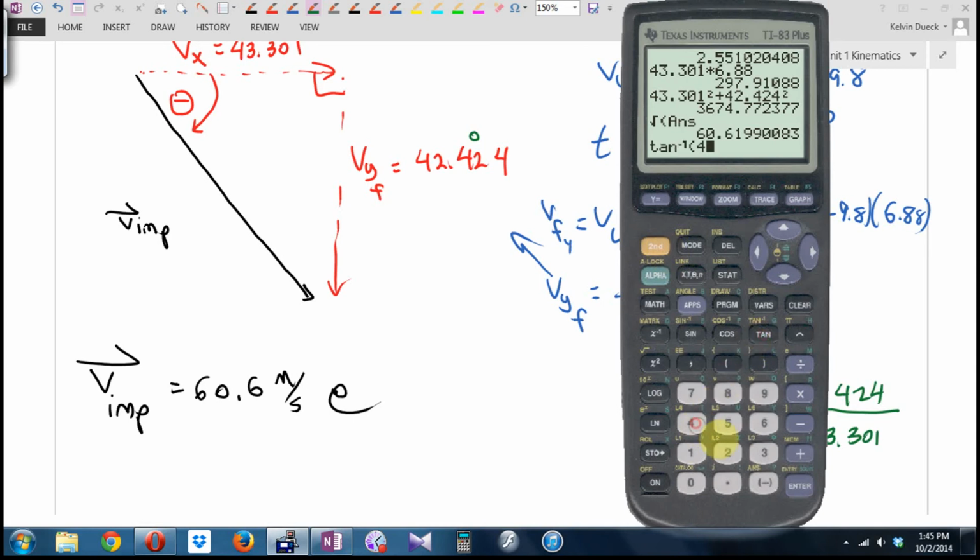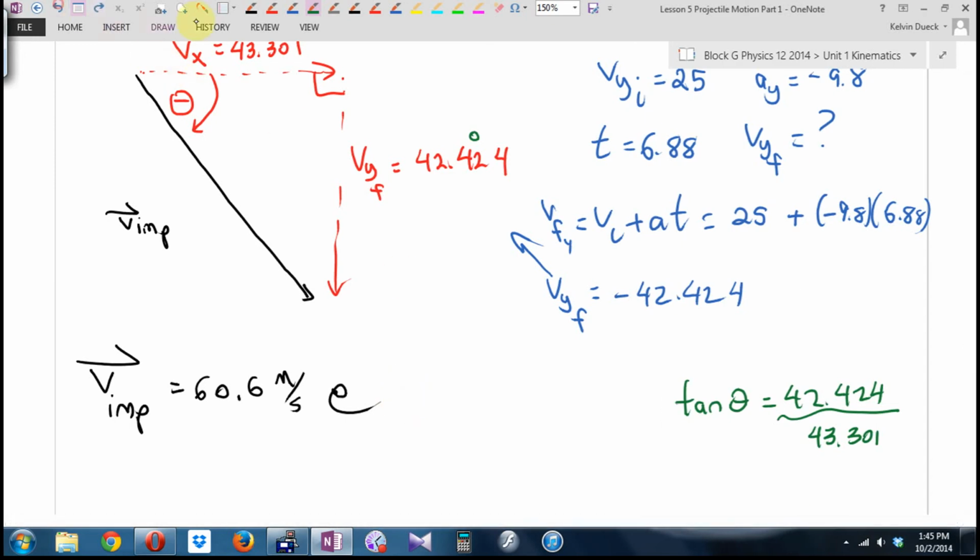Shift tan of opposite over adjacent, and I get, oh, there you go, 44.4. What of what? Well, I guess I would live with it if you said south of east, but I would frown. In fact, I'd probably draw the little frowny face, because down is not south, since we're looking at the side picture of a projectile. This is not a top view on a map that we've drawn. This is a side view, which means up is not north.